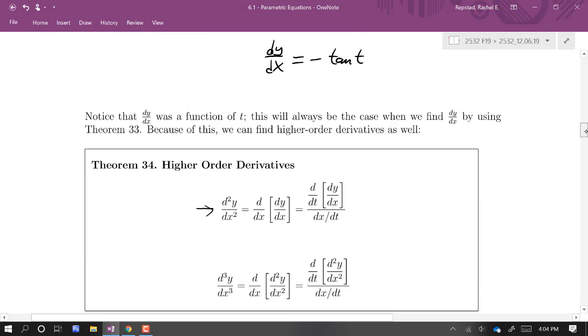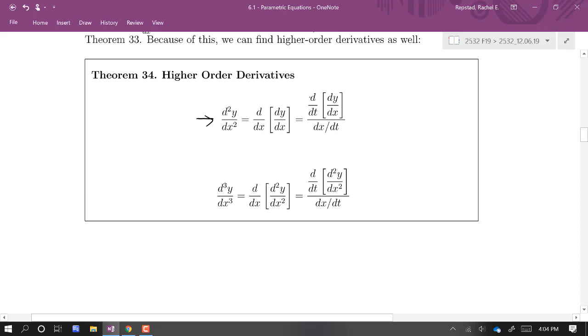In this case, my function is dy/dx, so I'm going to take the derivative with respect to t of dy/dx and divide that by dx/dt. We get the same thing if we're finding the third derivative. So this time, my function that I'm differentiating is a second derivative, so I'm differentiating that with respect to t on top, and then still dividing by just dx/dt in the bottom.